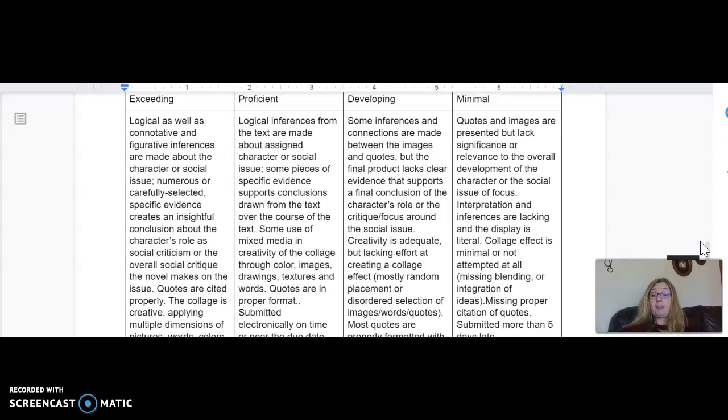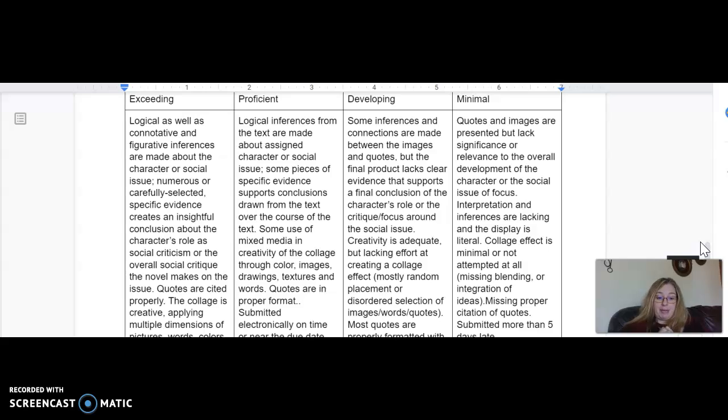Numerous or carefully selected specific evidence creates an insightful conclusion about the character's role as social criticism or the overall social critique the novel makes on the issue. Quotes are cited properly.